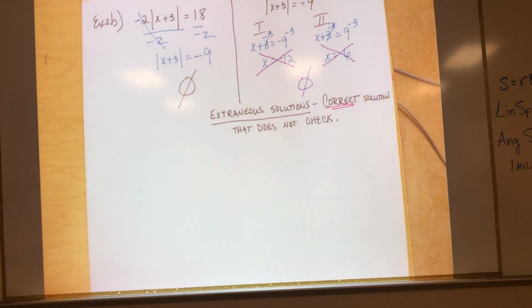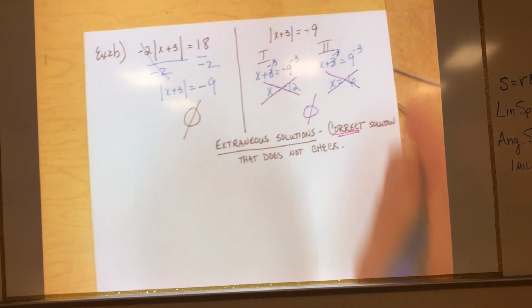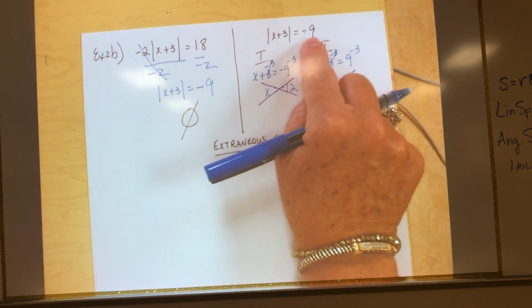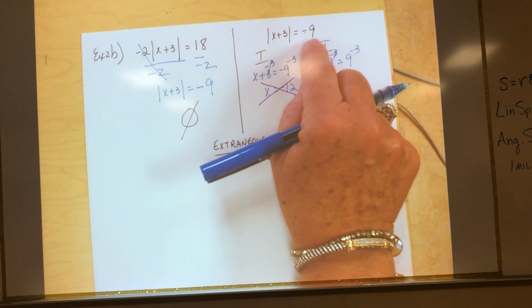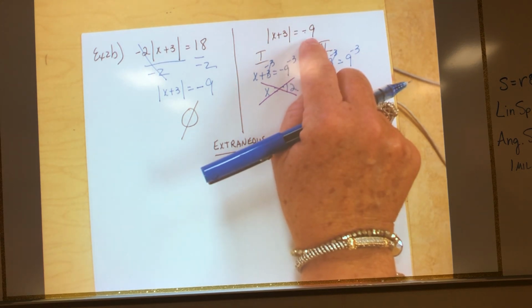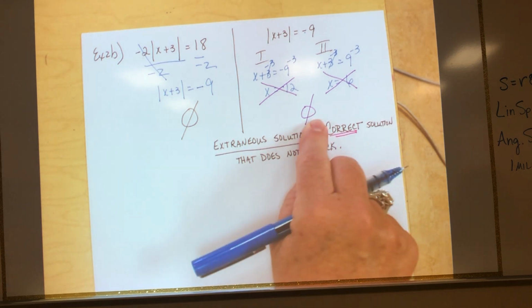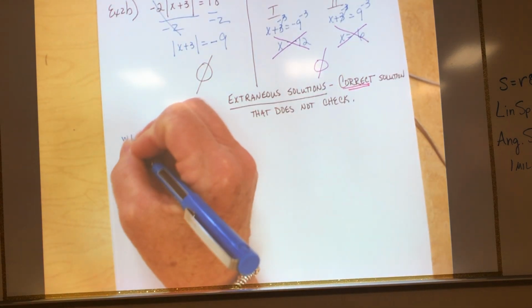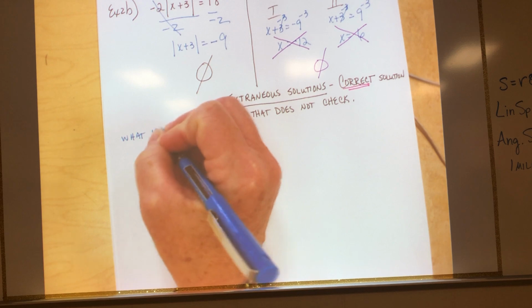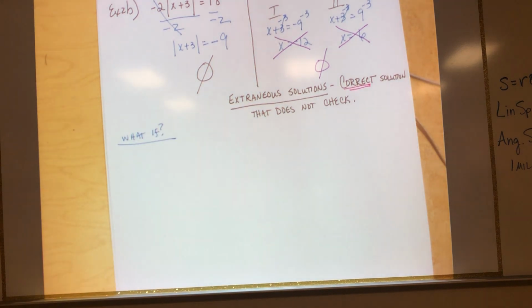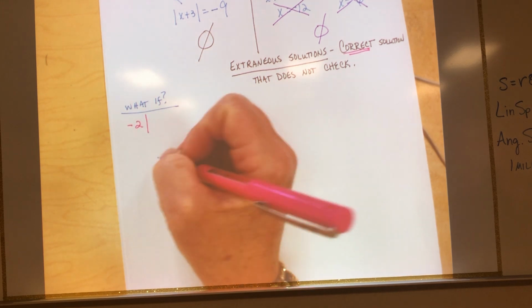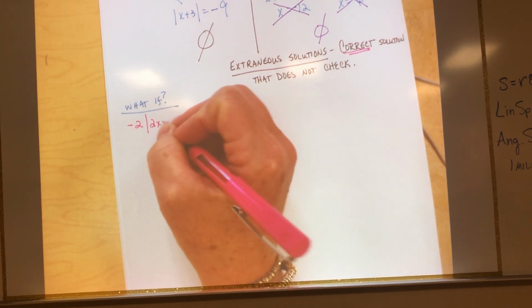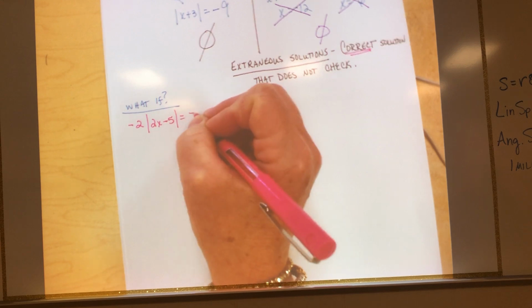Okay? All right. So here's what I get. Sometimes kids will be like, oh, if my absolute value is on that side, and I got a negative on this side, then my answer is null set. Is that always true? I don't know. What if you ended up with a problem like this? -2 times the absolute value of 2x minus 5 is equal to -6.